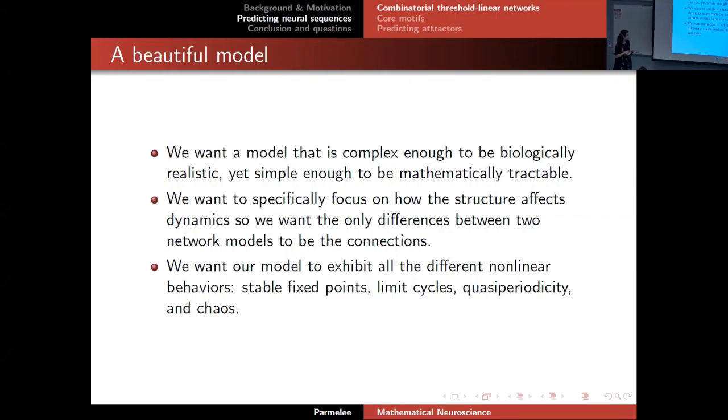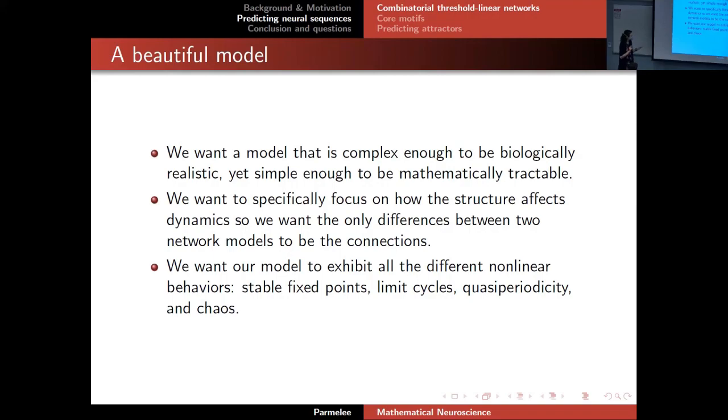In this particular project that I'm working on, we're interested in how the connections in a neural network are going to tell me something about what the network is going to do. So we wanted something where the only difference between two models is just the connections, right? All the incoming inputs are going to be the same. I want to keep everything else the same except for which neurons are connected to which other neurons.